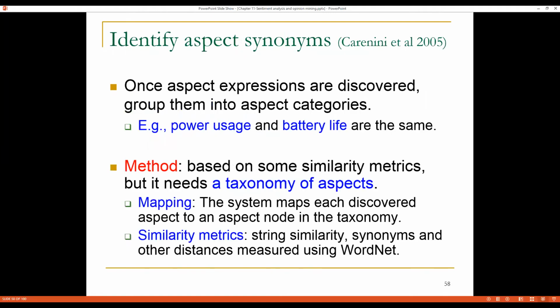Also, you can identify aspect synonyms. Once aspect expressions are discovered, you can group them into aspect categories. The example they use here is that power usage and battery life are the same. The method is based on some similarity metrics, but it needs a taxonomy of aspects. For the mapping, the system maps each discovered aspect to an aspect node in the taxonomy. Similarity metrics include string similarity, synonyms, and other distances measured using WordNet.